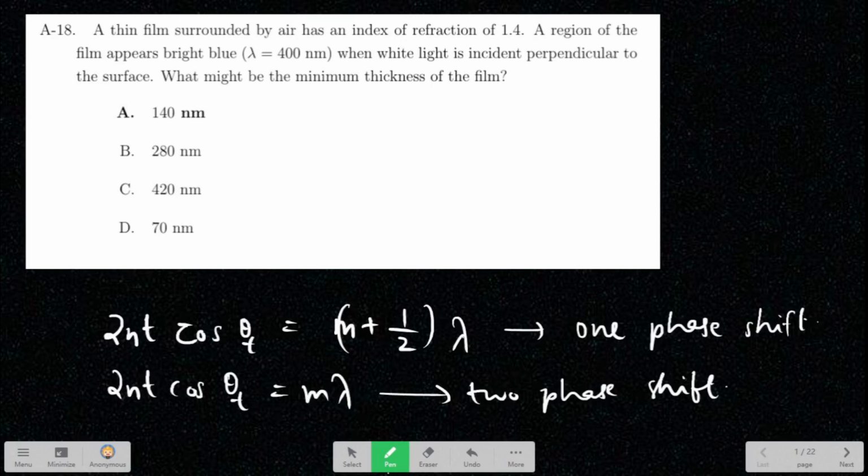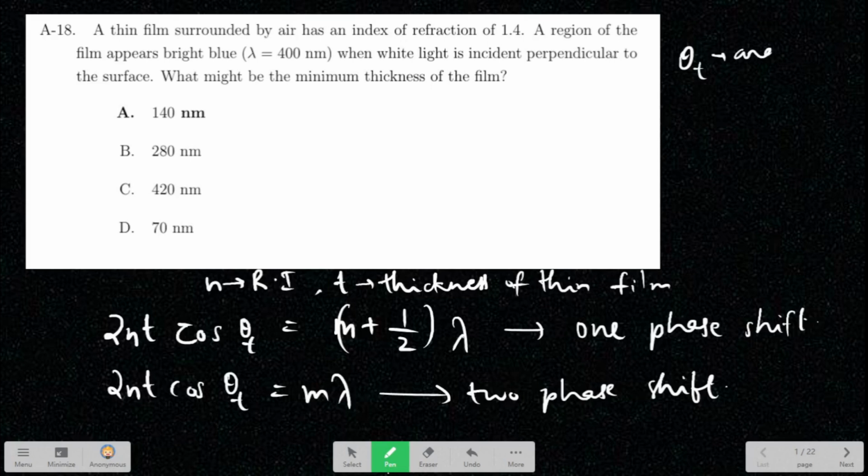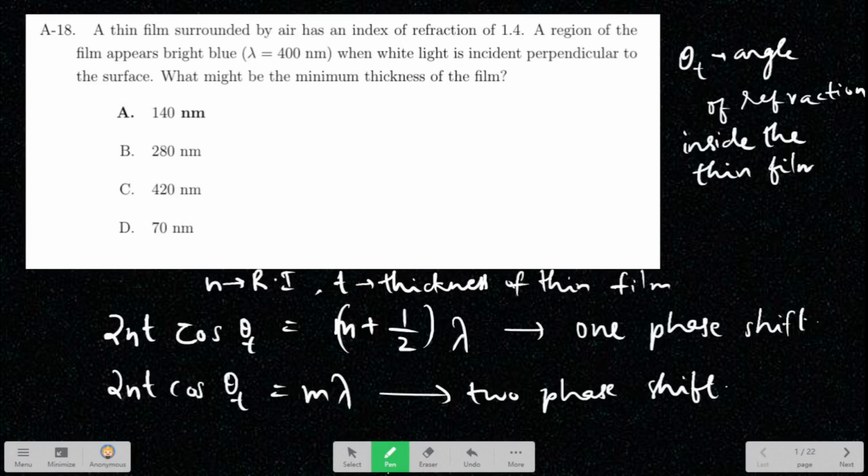Here n is the refractive index, t is the thickness of the thin film, theta t is the angle of refraction inside the thin film, and lambda is the wavelength of light in vacuum.